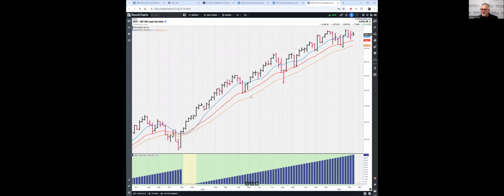For now, longer term, this is a weekly chart. It looks like we're doing pretty good in the S&P 500. Now, unfortunately, when you get to a little bit shorter term, it doesn't look quite as good. So if we switch to a daily chart, you can see we've been mostly sideways for quite some time.